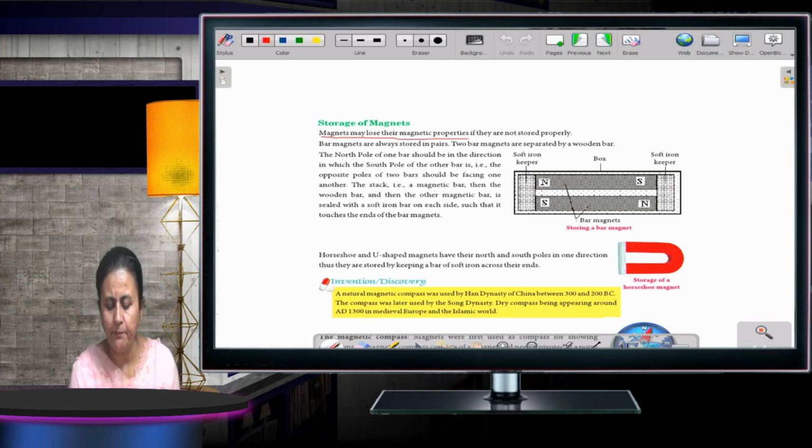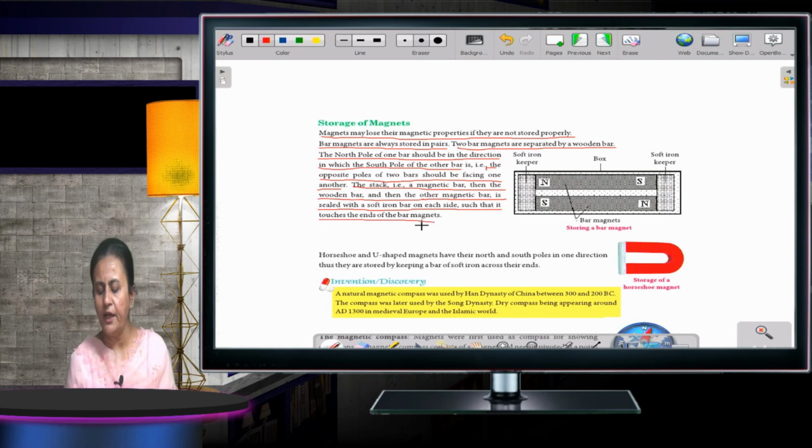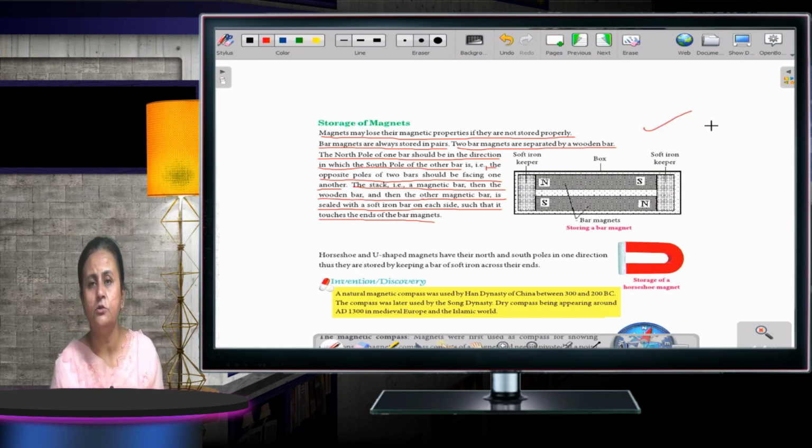Magnets may lose their magnetic property if they are not stored properly. Bar magnets are always stored in pairs. Two bar magnets are separated by a wooden bar. The north pole of one bar should be in the direction in which the south pole of the other bar is. That is, the opposite poles of the two bars should be facing each other. The stack, that is a magnetic bar, then the wooden bar and then the other magnetic bar, is sealed with a soft iron bar on each side such that it touches the ends of the bar magnets. So, the diagram is also done very beautifully. You can just go through it, you will understand.